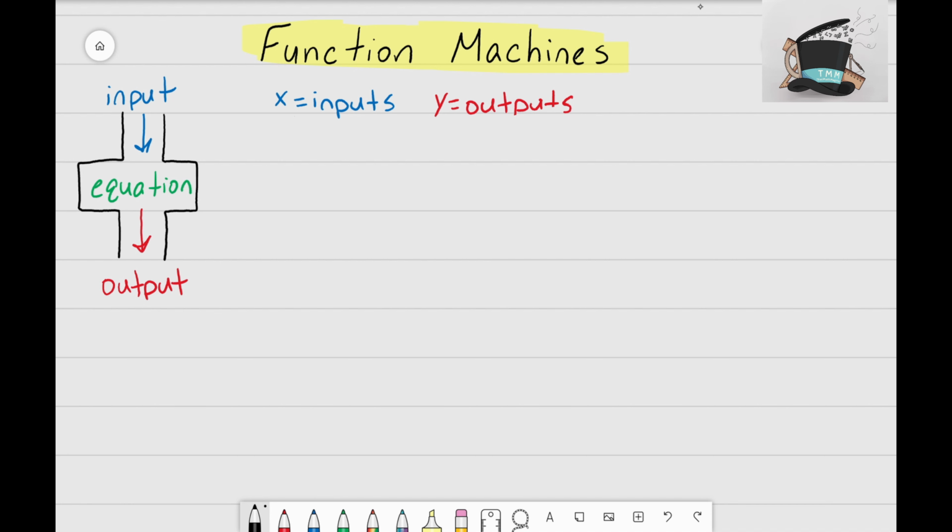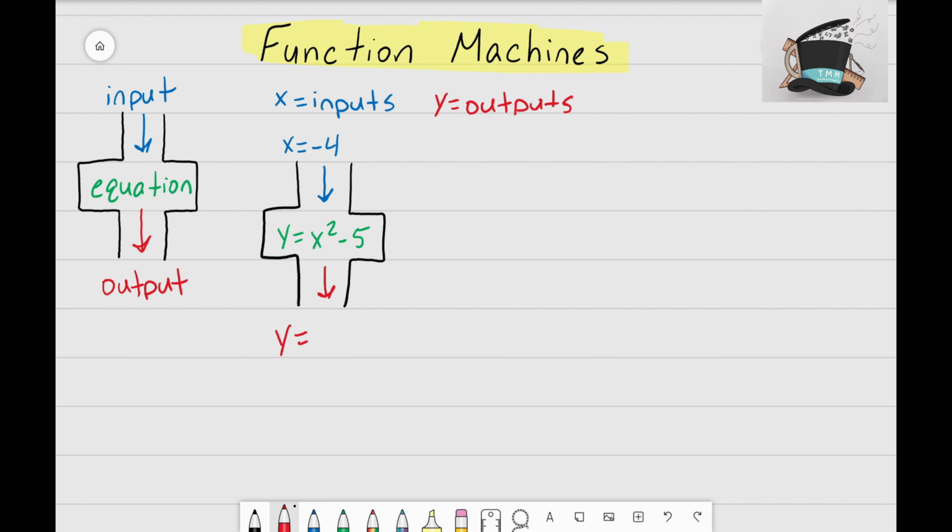So, let me go ahead and draw out my first function machine, and the equation that's going to be inside this function machine is y equals x squared minus 5. So let's see what happens to the input of x equals negative 4. When I drop that into this function machine, what do you guys think the output will be?